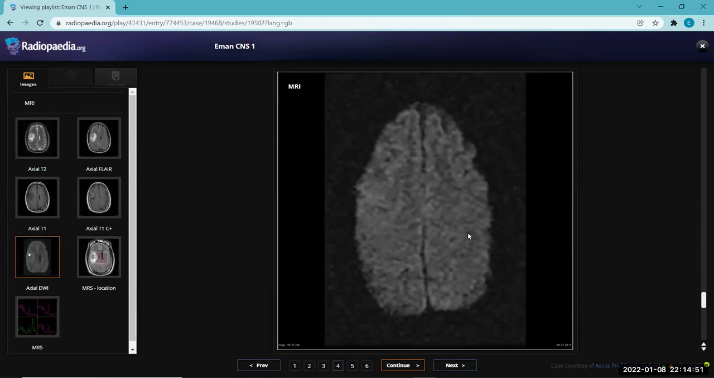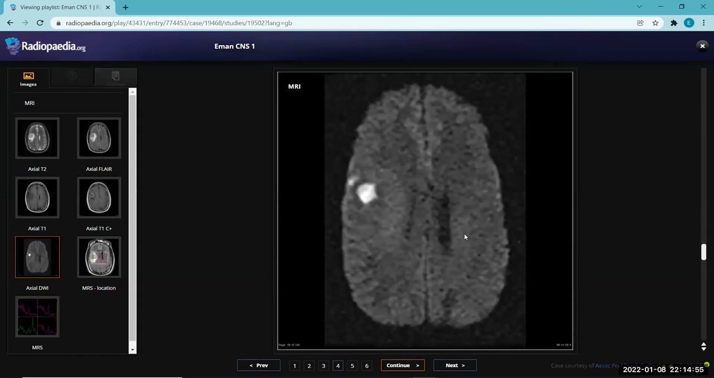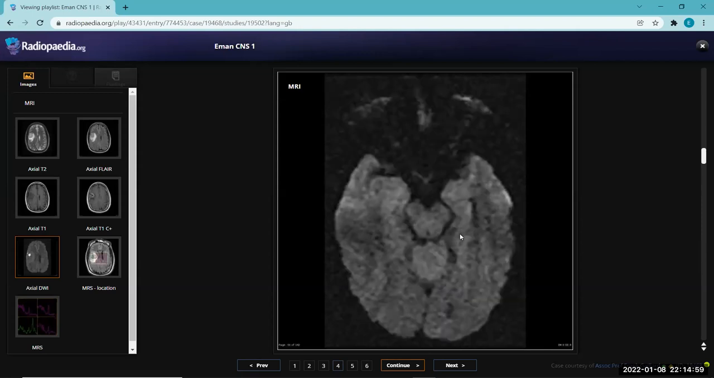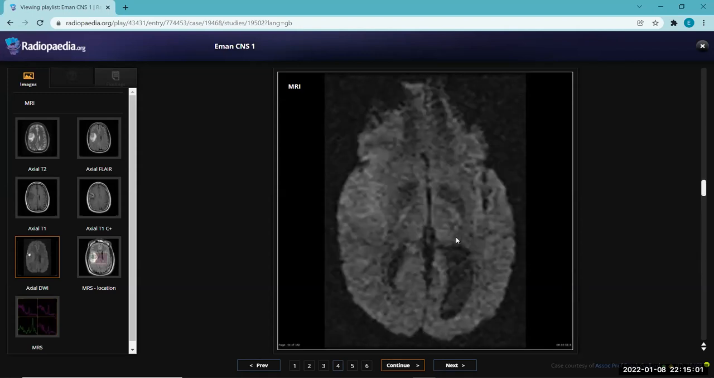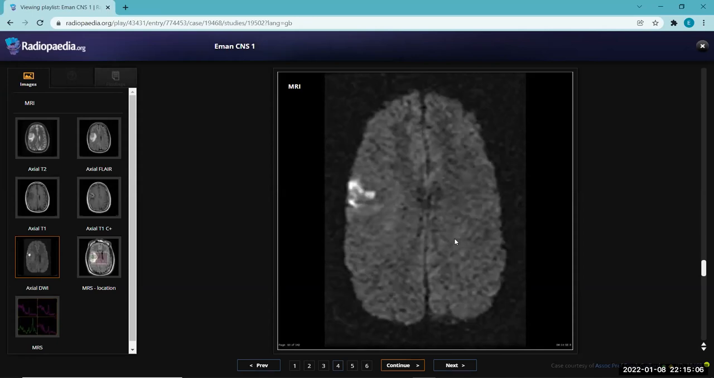And what about the next step? So there is restricted diffusion. So it needs to be urgently communicated to the neurosurgical team for drainage. Okay, next case, please. Neurology.